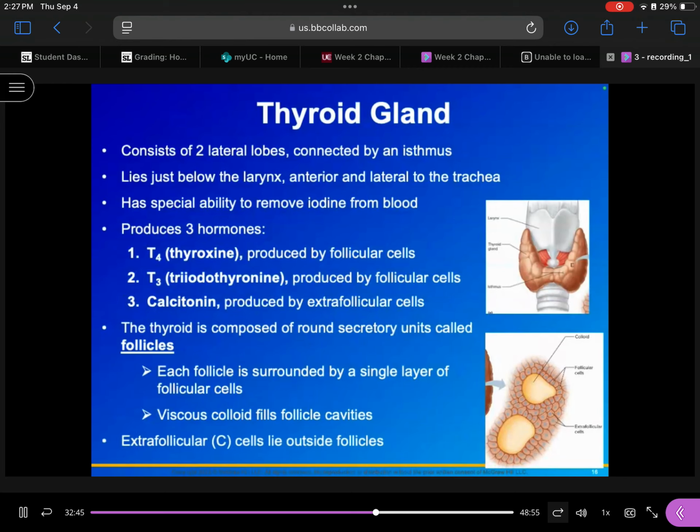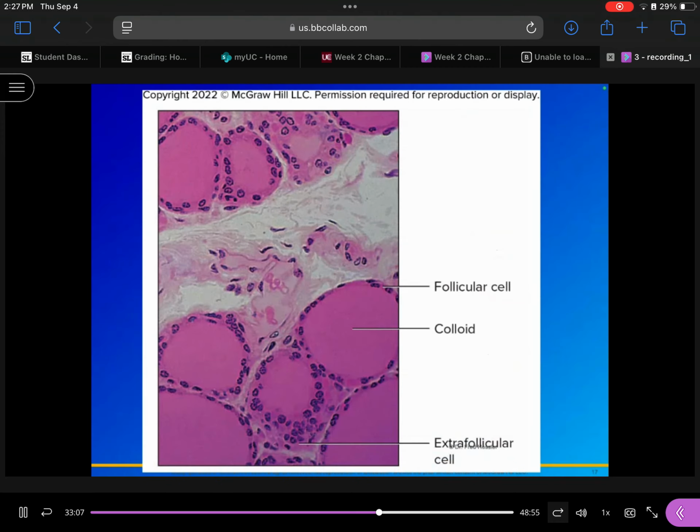And then we also have around the sides extrafollicular or C cells or parafollicular cells out here. So these are follicular cells. This is a follicle right here. And then we have extrafollicular cells and colloid fluid. You'll have to label that in lab. You should just kind of be aware of what I have on here for lecture. And here's another picture. I think you labeled this exact one, pretty close to it for lab. All right.